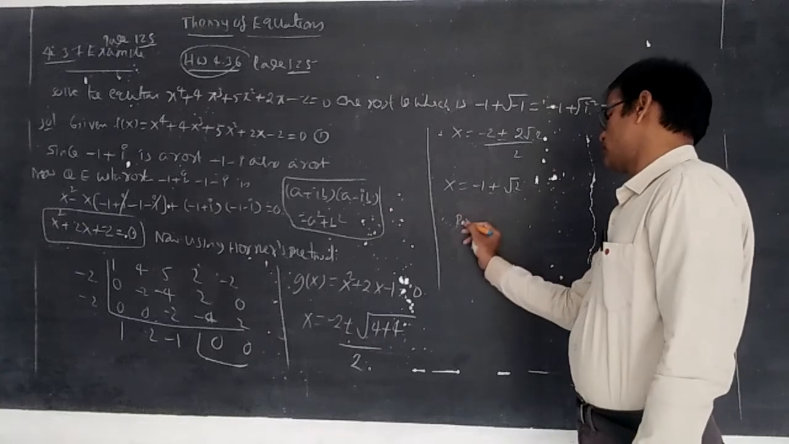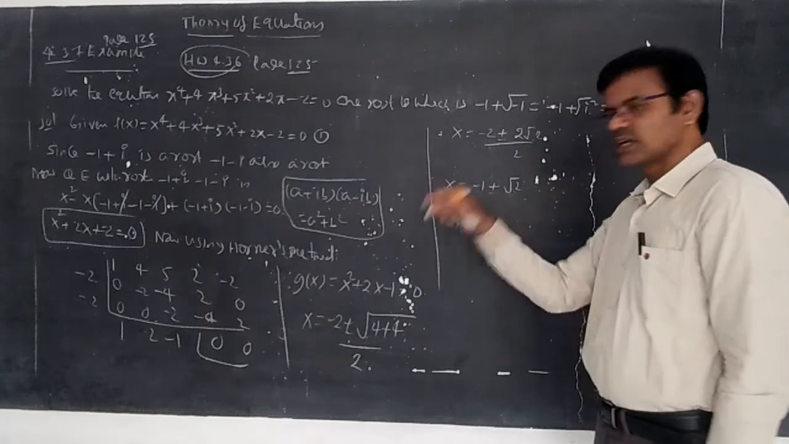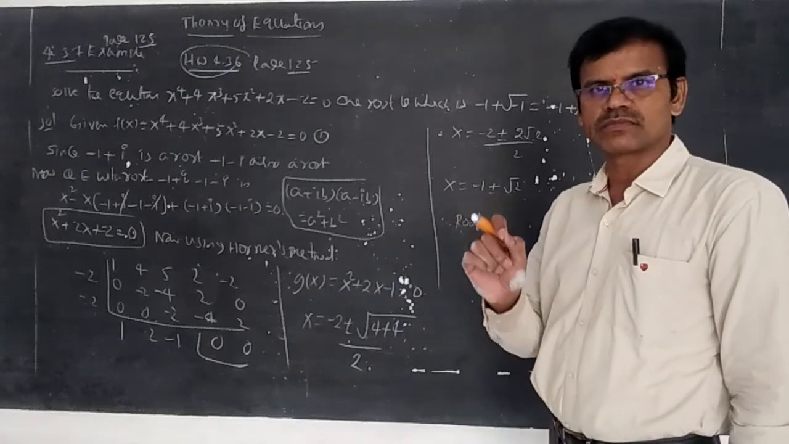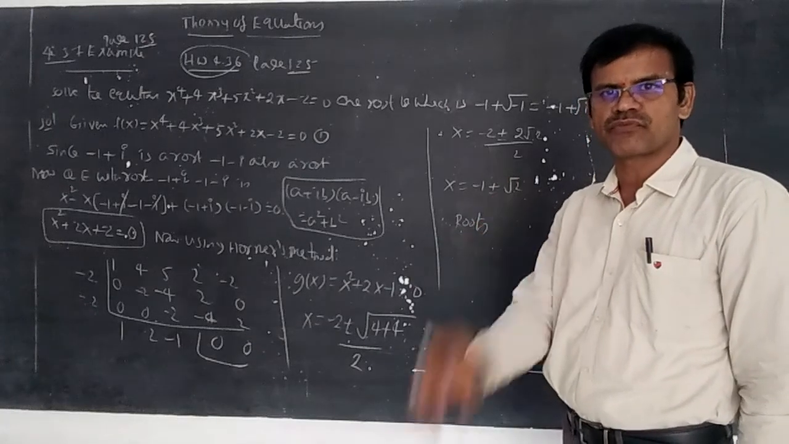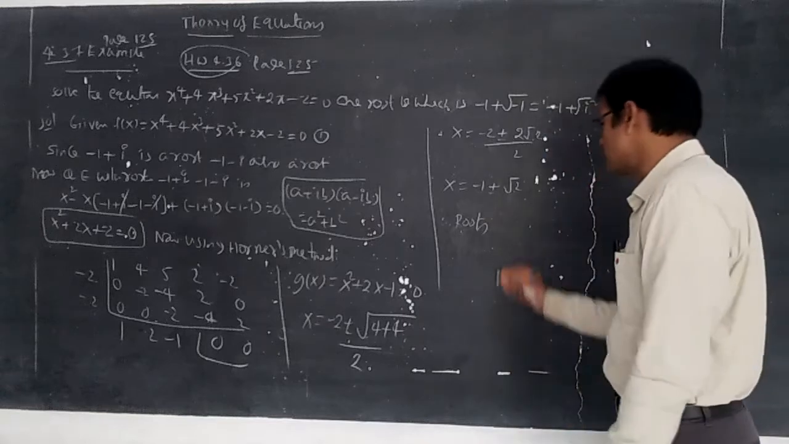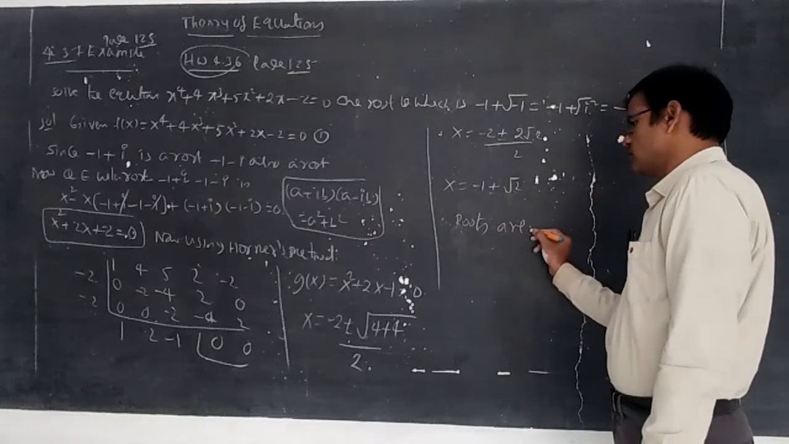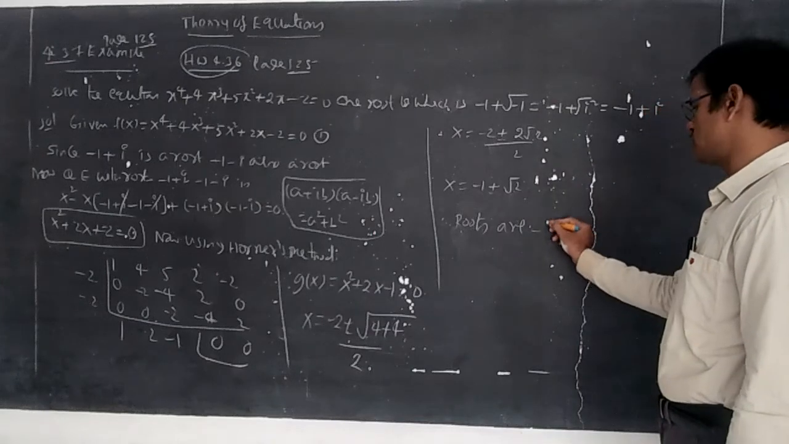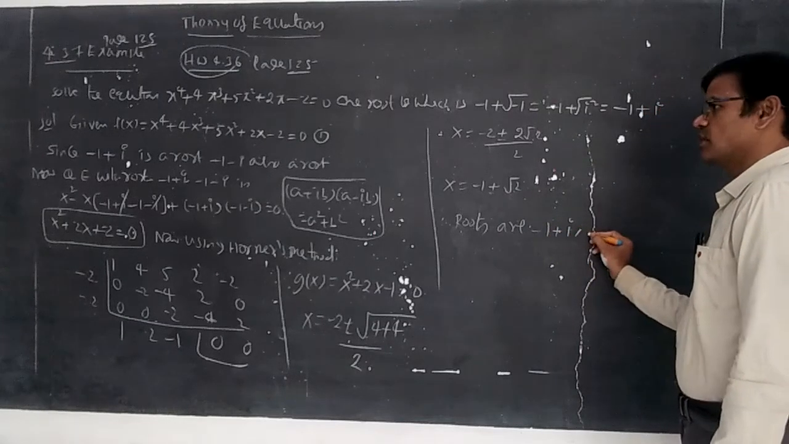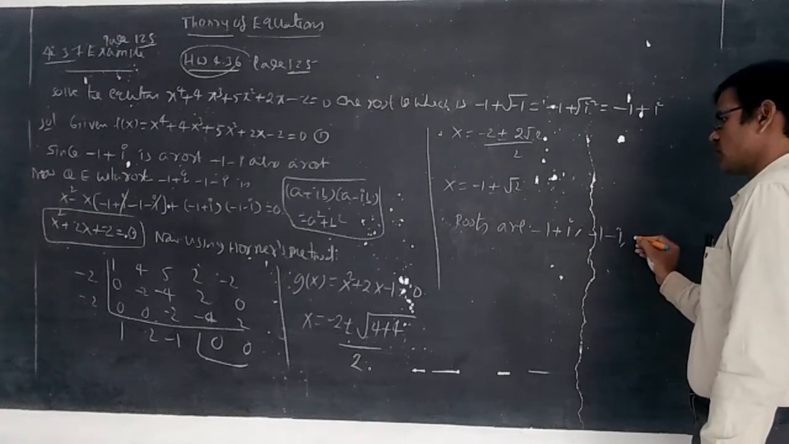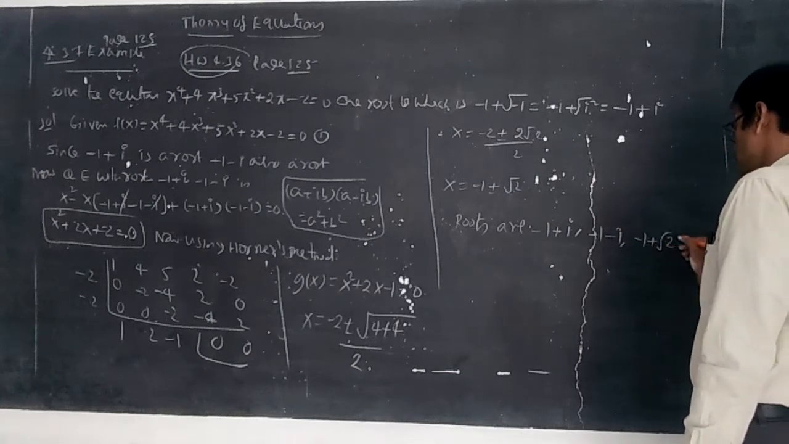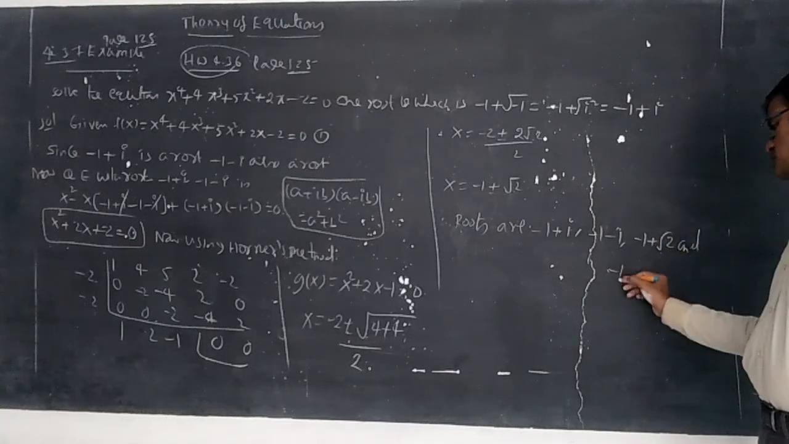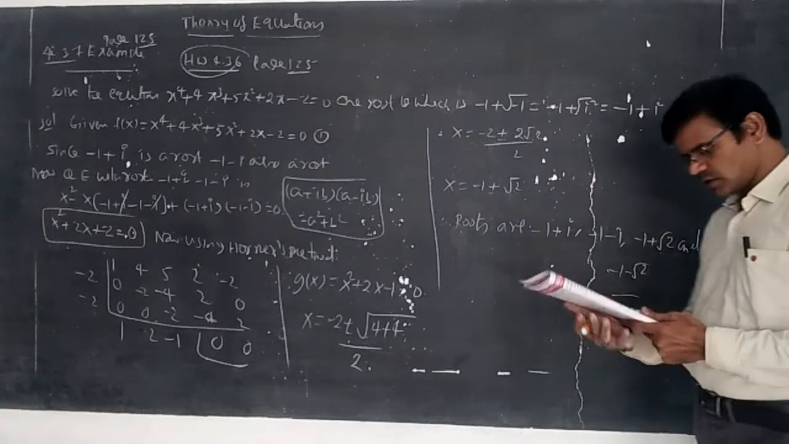Therefore, hereafter for this exercise 4c, you are going to face the conjugate roots in terms of surds or in terms of conjugate complex numbers. Roots are: first one, minus 1 plus I, minus 1 minus I, minus 1 plus root 2, and minus 1 minus root 2. These are the roots.